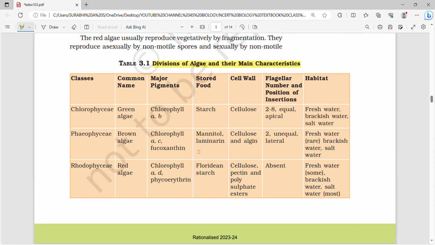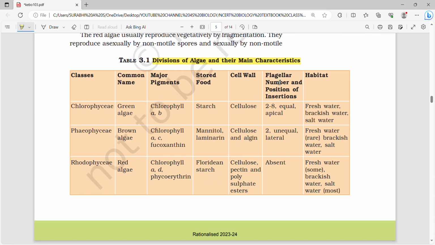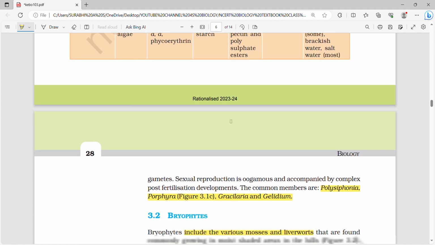So you can remember this. And this table is most important. The flagella number and habitat are not important, whereas the cell wall, the stored food, and the major pigments are the most important. So these three parts are most important. Okay, this one, and this one, right? So these three are most important.